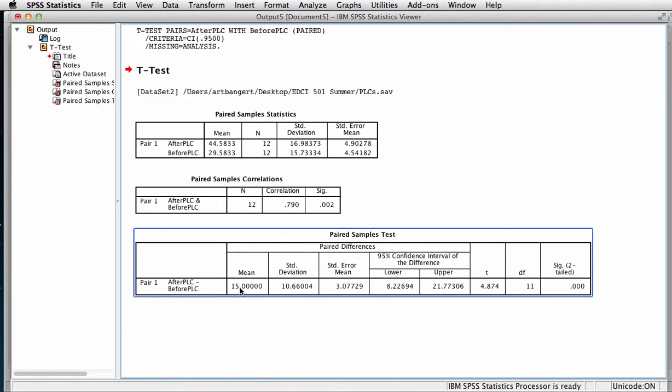So this 15-point mean difference between implementation, after the implementation of PLCs, in terms of teachers' perceived collective efficacy is significantly higher than before PLCs were implemented.